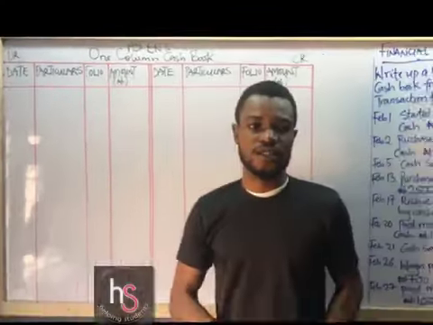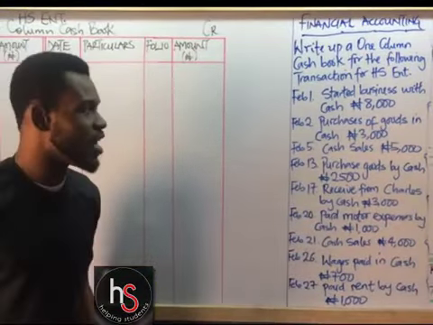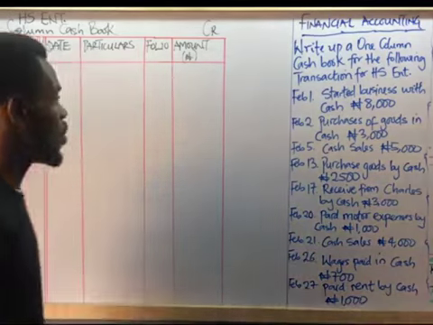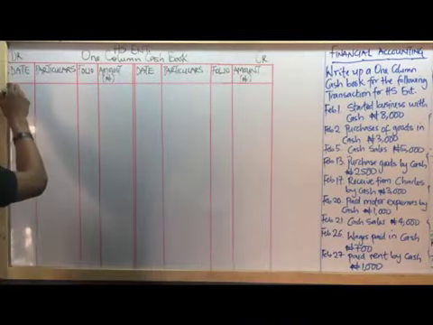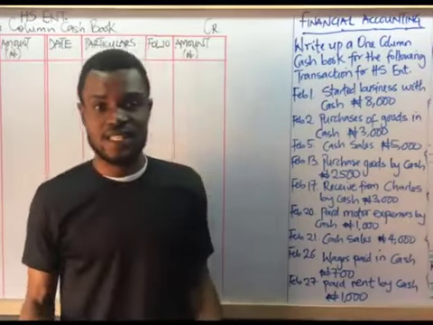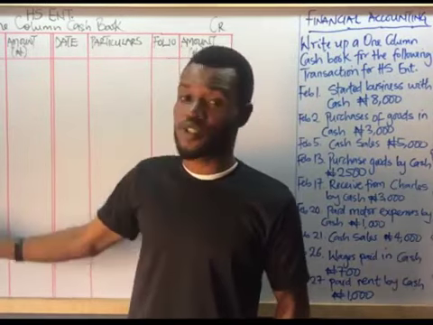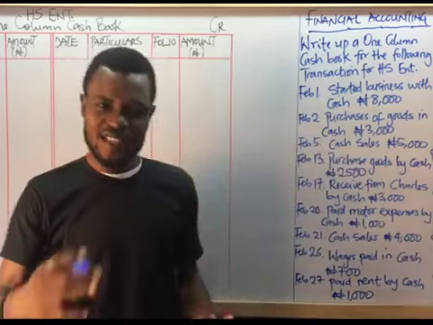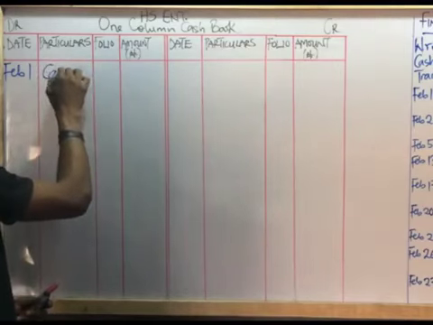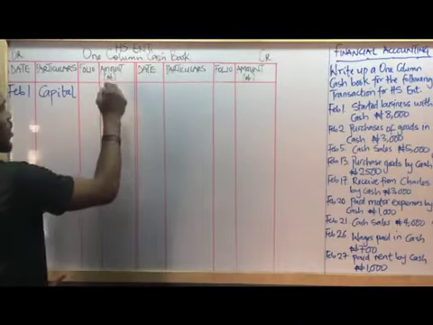So, let's proceed. Now, February 1st, started business with 8,000 naira cash. So let's proceed. What do we have? February 1st. When we talk about starting business, it simply means the money we use in starting the business, which is just the capital. So to record this under our particulars, we'll write February 1st, started business, which is the capital. So the title will be capital. Now, amount, how much is it? 8,000 naira.